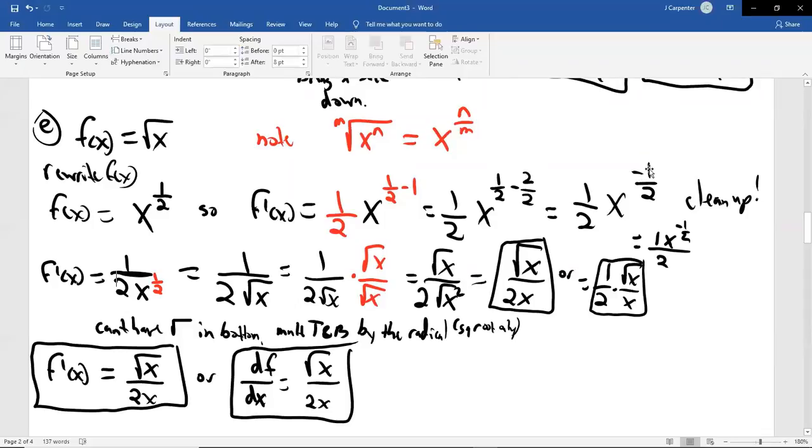Then we got to make it look like it did originally. So we take the negative exponent and bring it to the bottom. Then we change from rational exponent to radical notation.